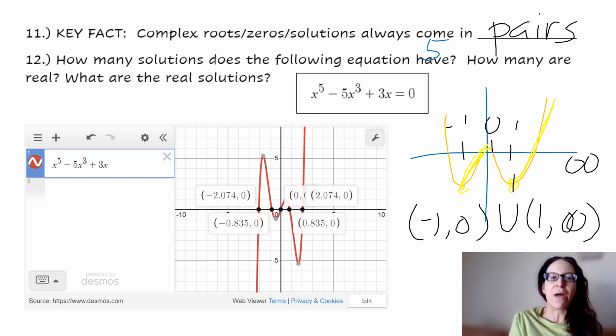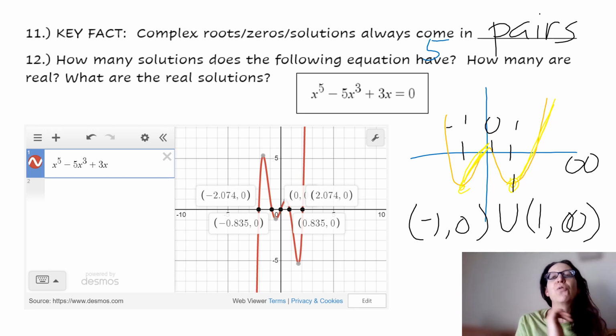Now, how many of them are real? There are certain things that are possible for the answer here, okay? Because complex solutions can only come in pairs, it's possible that all 5 of them are real. It's possible that 2 of them could be complex, so that would mean that 3 of them are real and 2 of them are complex. Or you could have 4 of them be complex because they always come in pairs. So it's possible that 1 could be real and 4 could be complex.